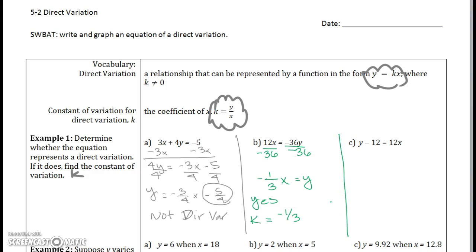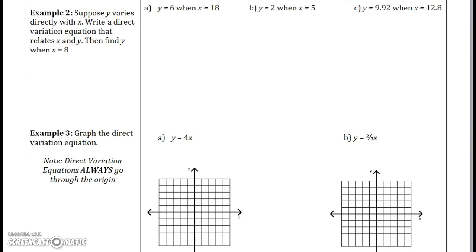Okay, let's do the same thing here. Looking at this equation, what do I need to do to get y by itself? Very good. Add 12. So y is equal to 12x plus 12. Direct variation equation, yay or nay? Nah, because you have the plus 12, so I'm going to say no. There you go. Alright, scroll down with me here.